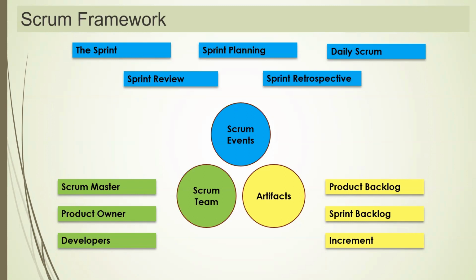It should not be less than 1 week and should not be more than 4 weeks. The most commonly accepted sprint cycle is 2 weeks. So that is what we call the sprint. Then sprint planning. Sprint planning means deciding which stories I am going to work on in the sprint. So let's stop at sprint planning. I will show you how this sprint planning works.